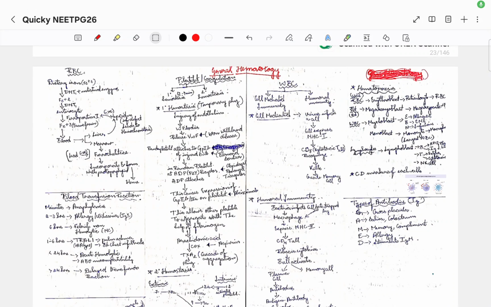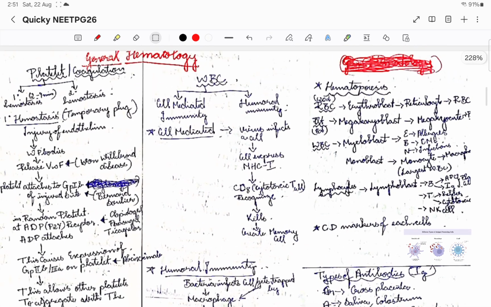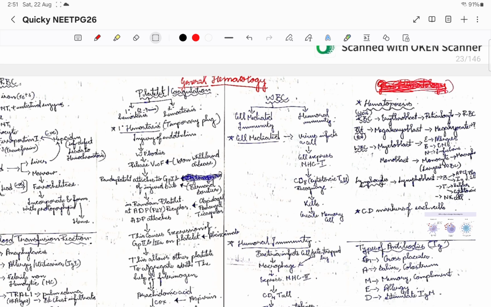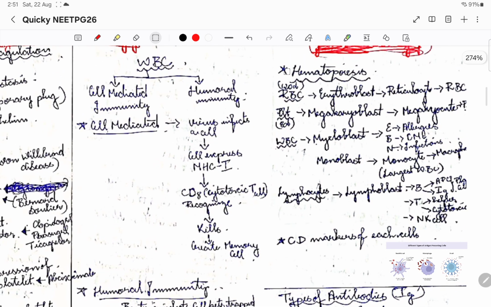Hello guys. So now let us start hematology. Okay. So first, before starting about the pathologies of hematology, let us start with the physiology of all these RBCs, platelets, and WBCs, and then we'll go on to the respective pathologies of these RBCs, platelets, and WBCs. Okay. So let us start with hematopoiesis.